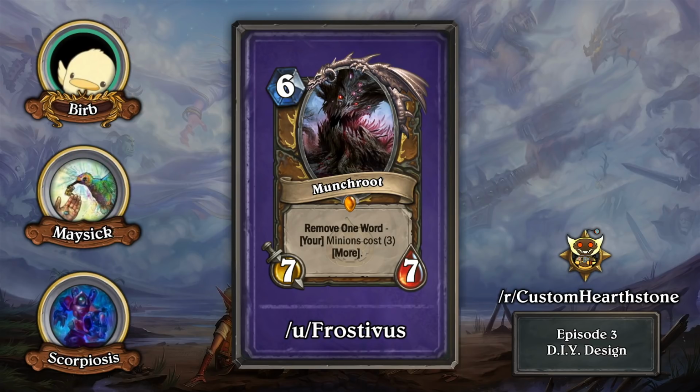Yeah, I think the factors that go into people liking this card are probably in most cases subconscious. You look at this card, you take a few moments, you figure out how it works. For me, for example, the first thing, remove one word. Your minions cost 3 more. So first I read your minions cost 3 more. I try removing "your." The effect becomes minions cost 3 more. I remove "more." The effect becomes your minions cost 3. And then if you remove both, it just says minions cost 3.